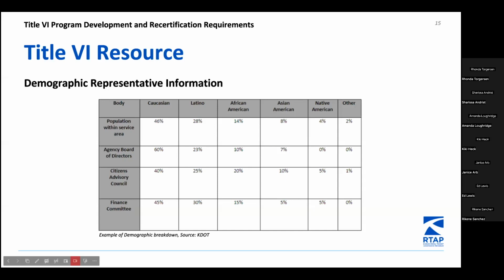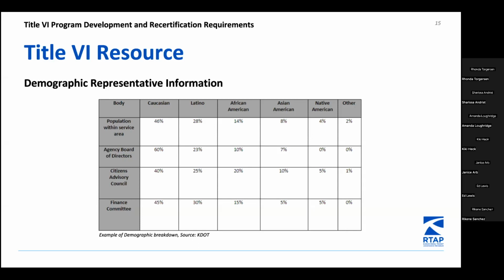But about the table, so this is an example of a demographic breakdown table provided by KDOT. And here it shows an example of boards that could be included in the breakdown. So that was something I also had questions about initially. It was like, well, what does that mean? Like, what planning boards are we referring to? So these are a couple of examples, like the agency board of directors, Citizens Advisory Council, or a finance committee. These can all be examples of boards and all must be included in demographic representative information if you have these boards and if they're elected by the agency.